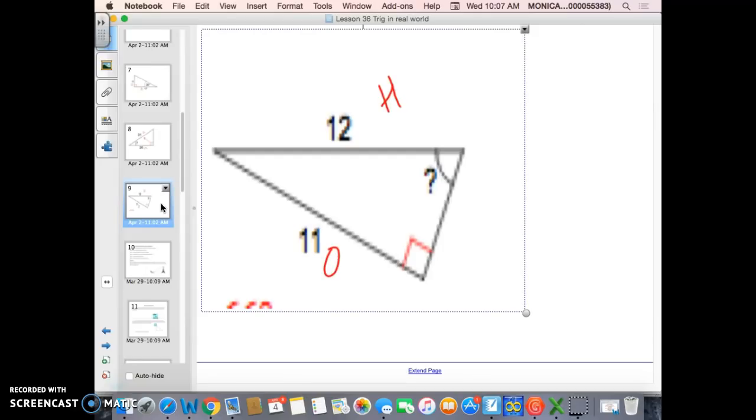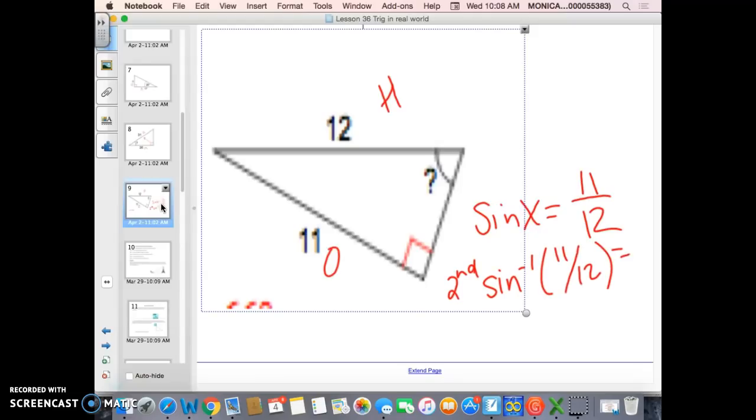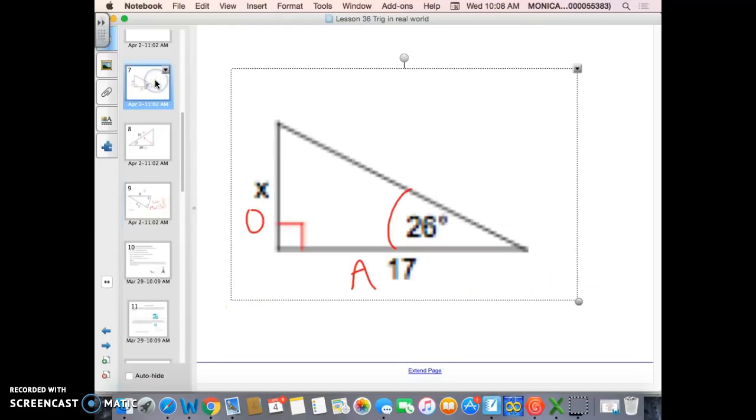Okay. So now that we know how to set up our equation, for example, this would be the sine of x equals 11 over 12. And so in your calculator, you would type in second, sin, -1, and then 11 divided by 12, and hit enter. And that will give you your degrees. For this problem here, this one we said was cosine. You type in cosine of 26 equals, I'm sorry, this is tangent. My bad.